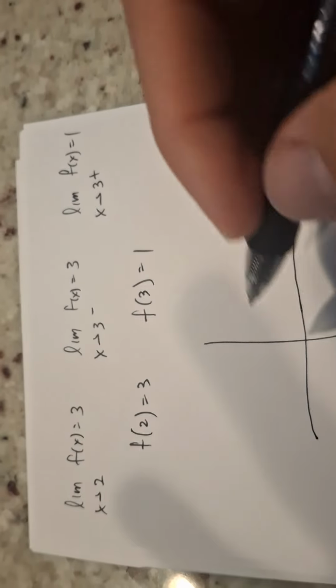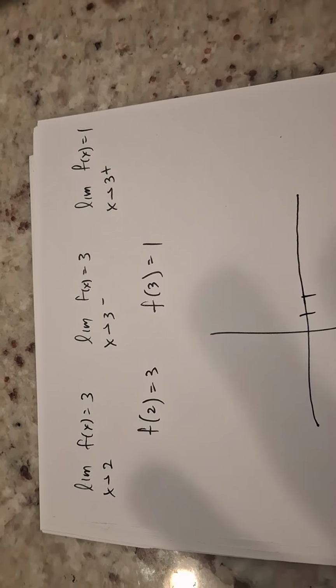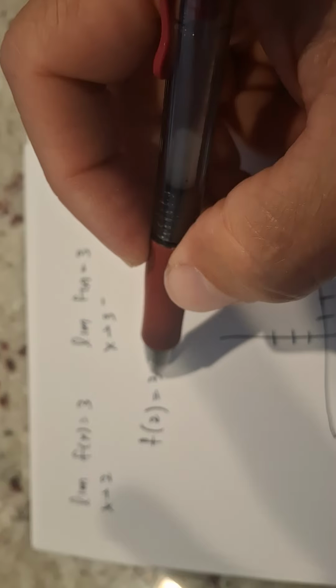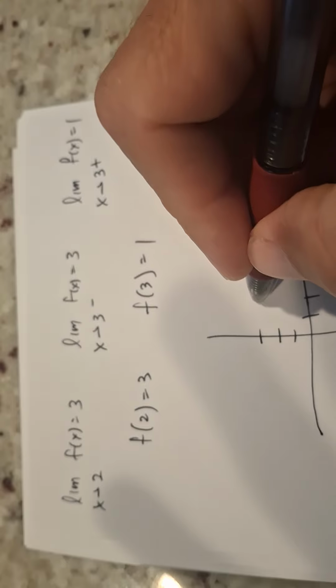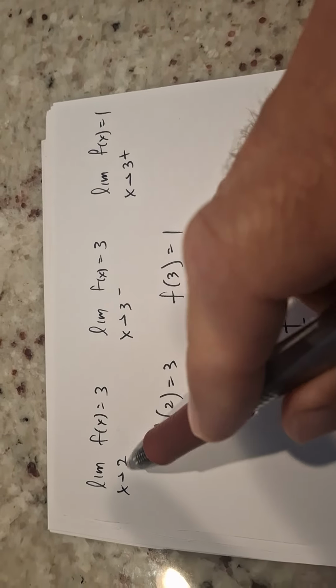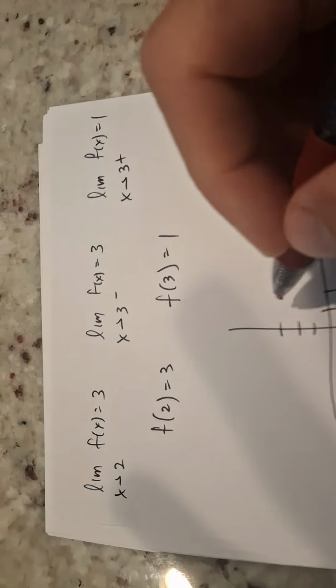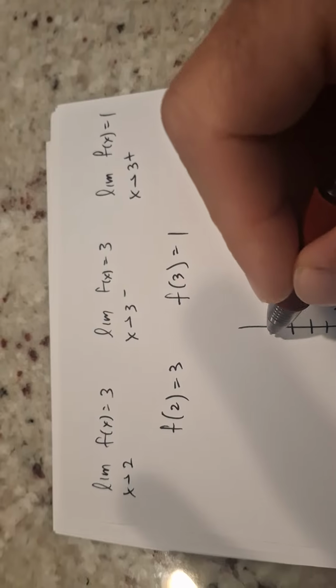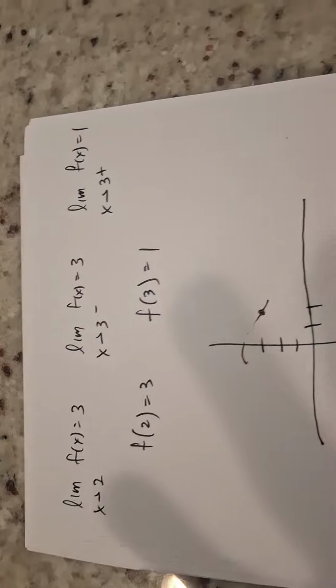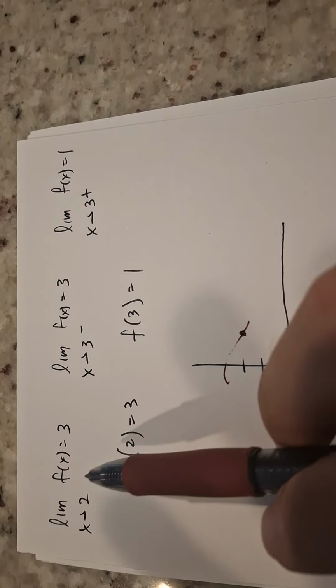So I'm going to start at 2. 1, 2, 3. So this says f of 2 is 3. That means there's a point here. And the limit of f of x as x approaches 2 is 3. That means from both sides, this has to equal 3. So we'll do that. I don't want to draw it too far over, so this satisfies this here. Okay with that. Hopefully it doesn't get blurry.